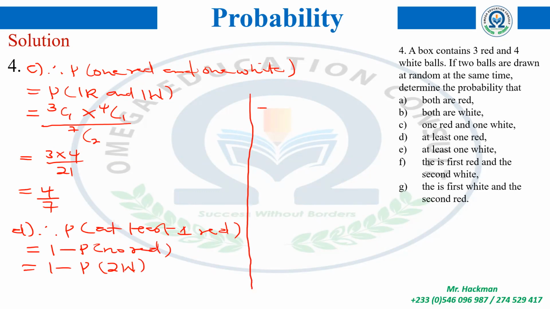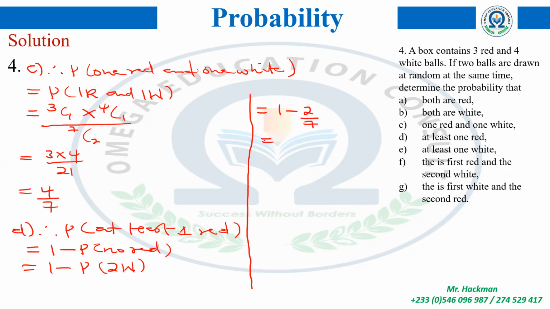All right, so this will be equal to 1 minus, we've done 2 white. Is that not it? Both are white. So I think that is what we even have here. No, that was the B. Okay, so give me the value. You had 2 on 7 or 3 on 7? 2 on 7. Okay, so that will give us 2 on 7.